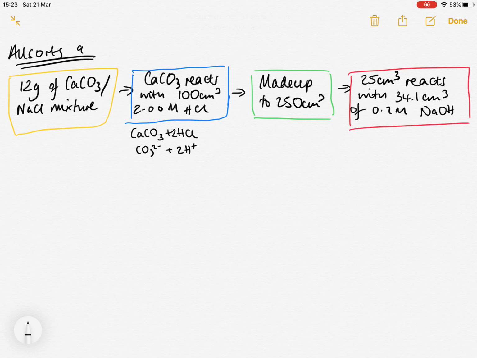Then it's made up to 250, and then we've got a reaction going on between the sodium hydroxide that's added and whatever's in the solution. So what's in the solution at the end? Well, the sodium hydroxide is going to be reacting with the only thing it can react with, which is hydrochloric acid. So there will be leftover hydrochloric acid, which we can call an excess of HCl, and that's what's reacting. So this is our common ratio that I've mentioned before, NaOH to HCl, which is always a 1:1 ratio.